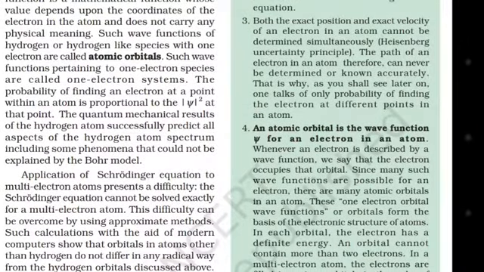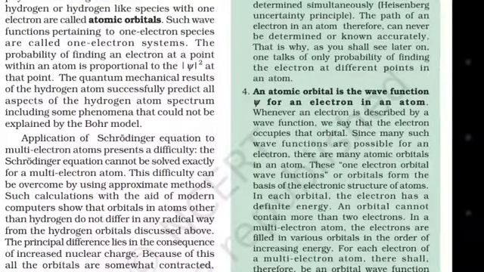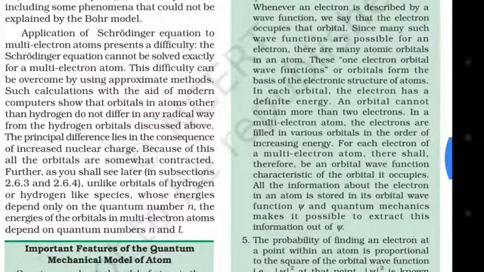The probability of finding an electron at a point within an atom is proportional to the mod psi square at that point. The quantum mechanical results of the hydrogen atom successfully predict all the aspects of the hydrogen atom spectrum, including some phenomena that could not be explained by the Bohr model.